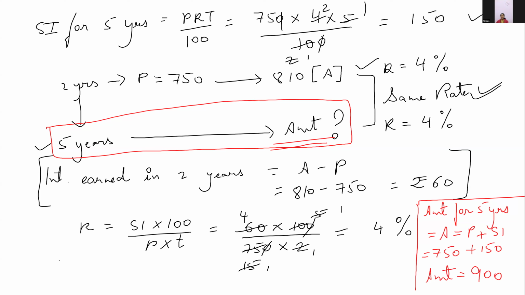This was the only question that was a little bit tricky. You had to calculate multiple things. You had to first find out SI for 2 years. It's a two-step problem. So this is how you solve it. I hope it is clear now.